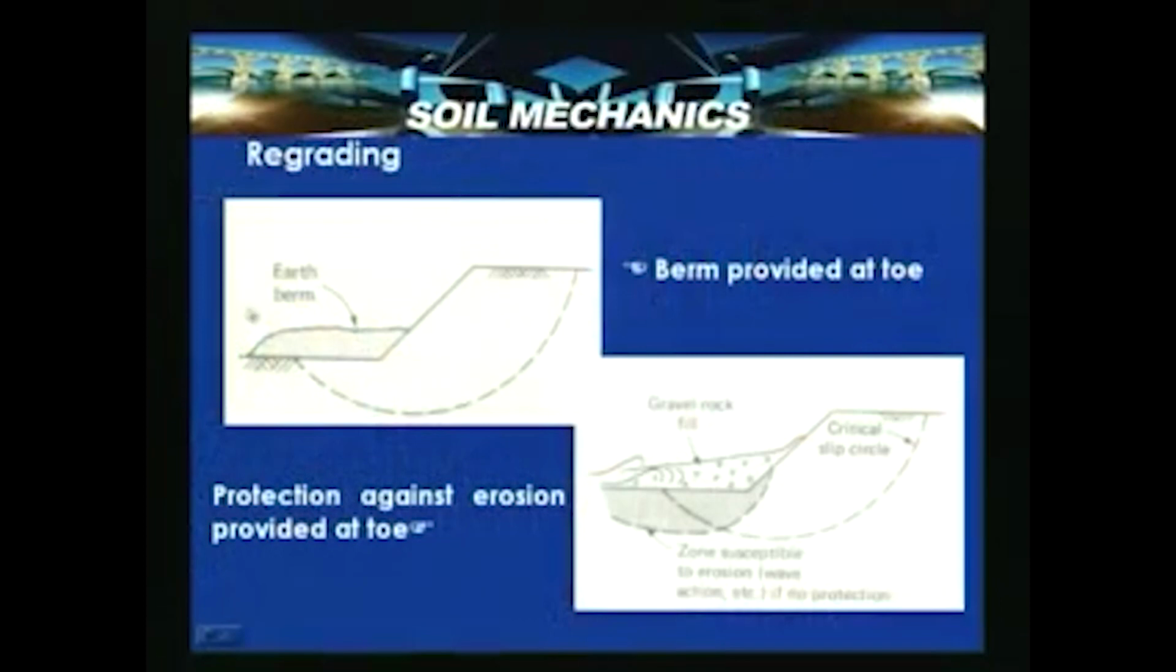Or regrading, a berm provided at the toe, which increases the factor of safety and protects against erosion at the toe. For example, if this is the zone susceptible to erosion due to wave action, and there is no protection, then it can be subjected to a slip circle failure. This is the zone where, in case of no protection, a failure can occur. So, if gravel or rock fill is provided, it increases the factor of safety and acts as a protection for the slope against instability.